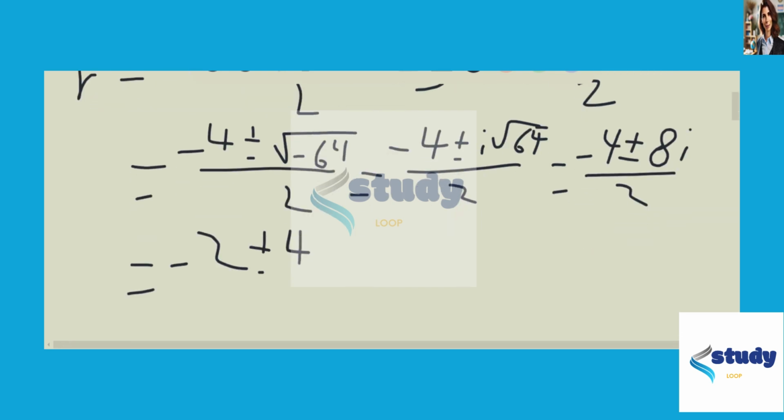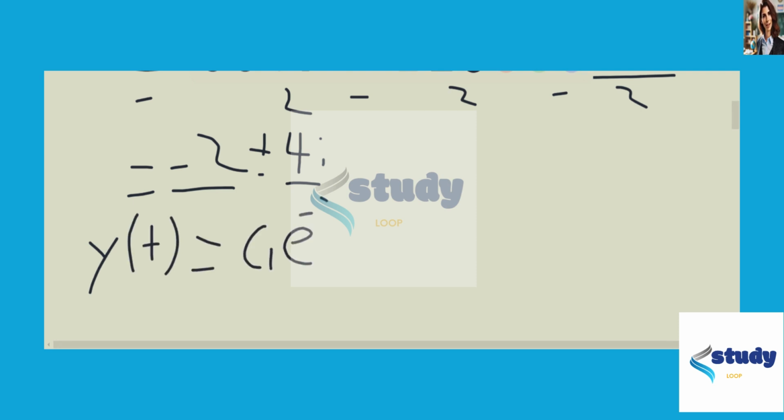Based on this, we can find our general solution using -2 and 4. Our general solution is going to be y of t equal to a constant c1 e to the -2t cosine of 4t plus another constant c2 e to the -2t sine of 4t.